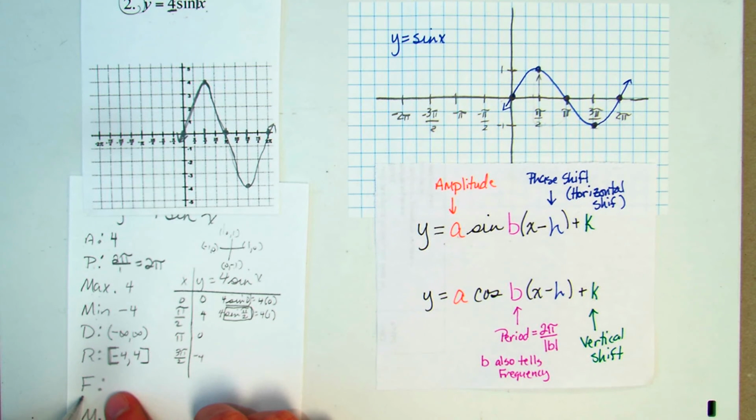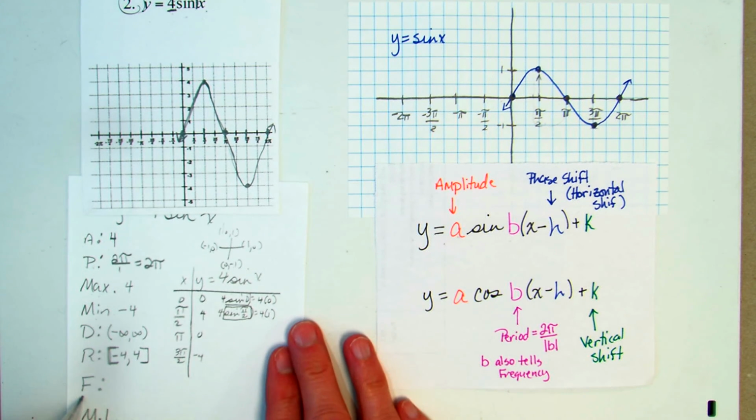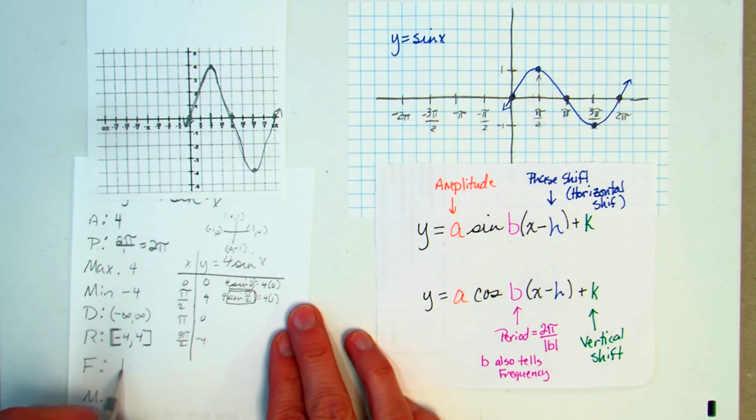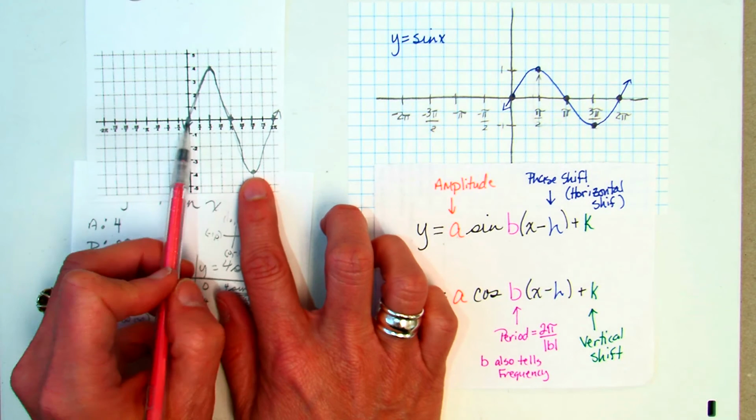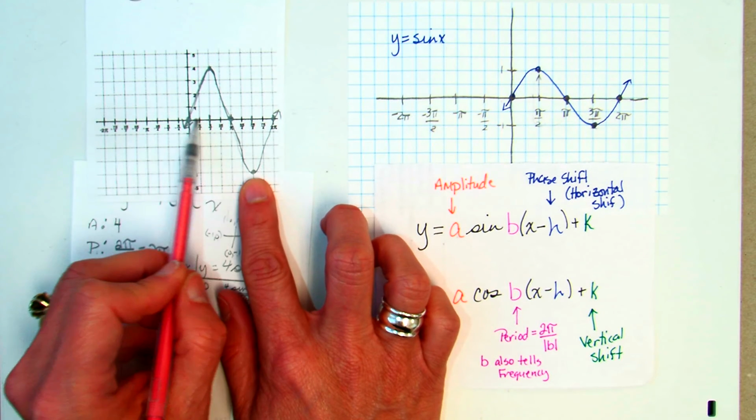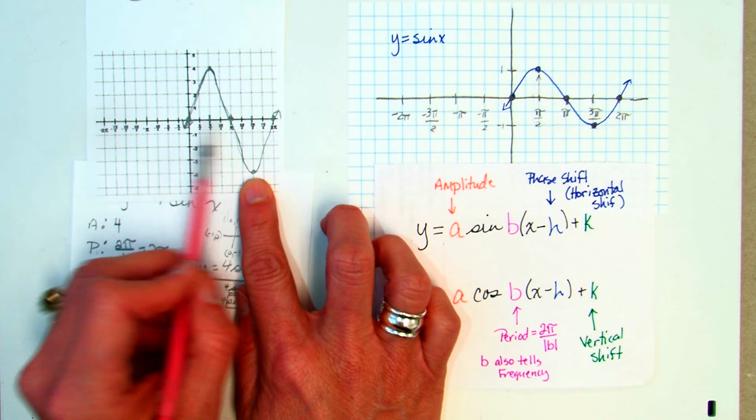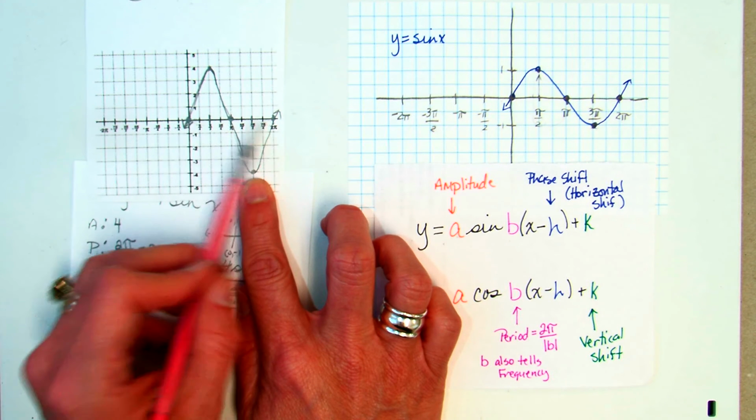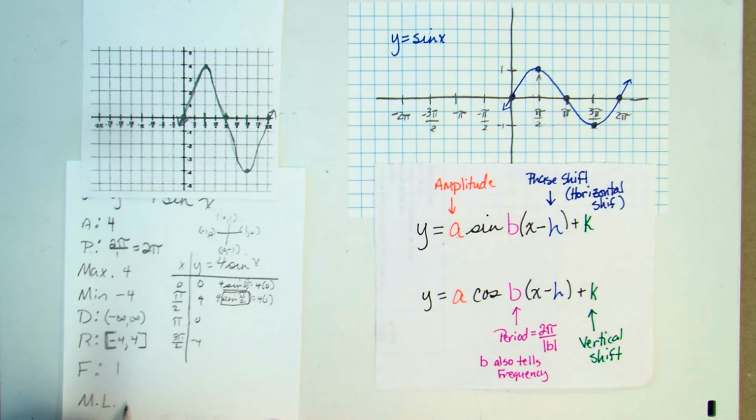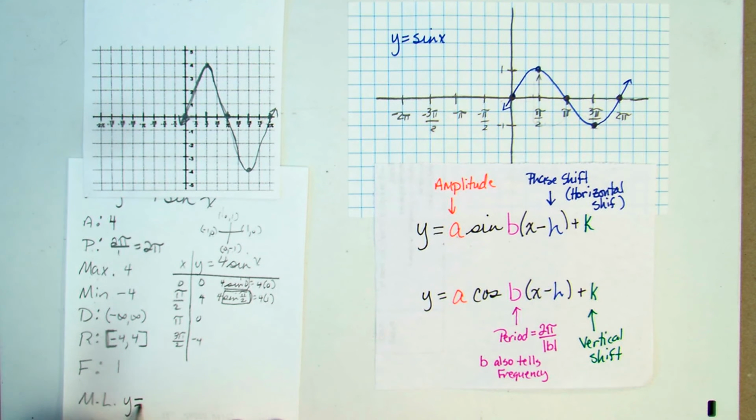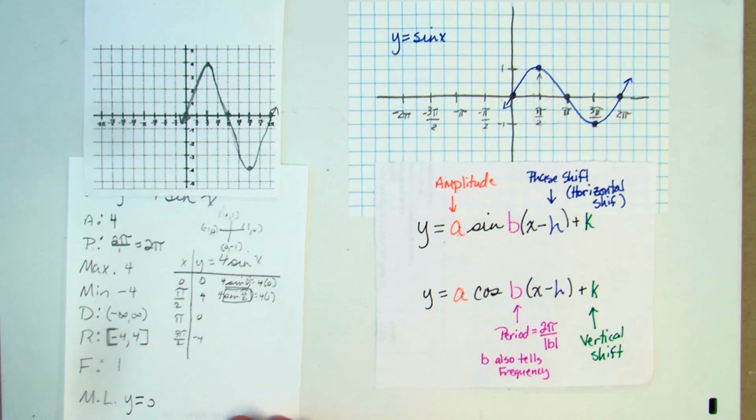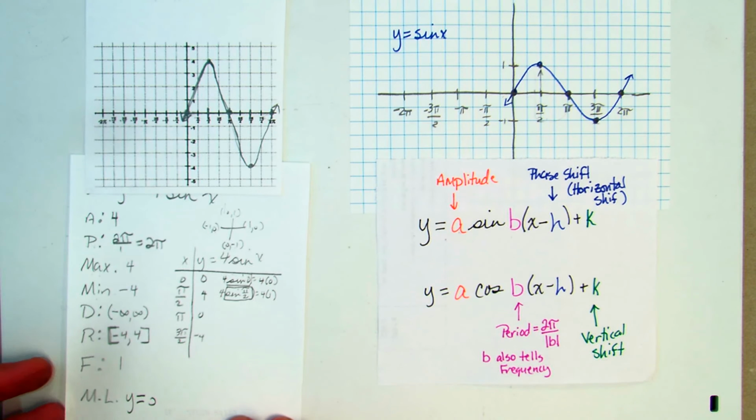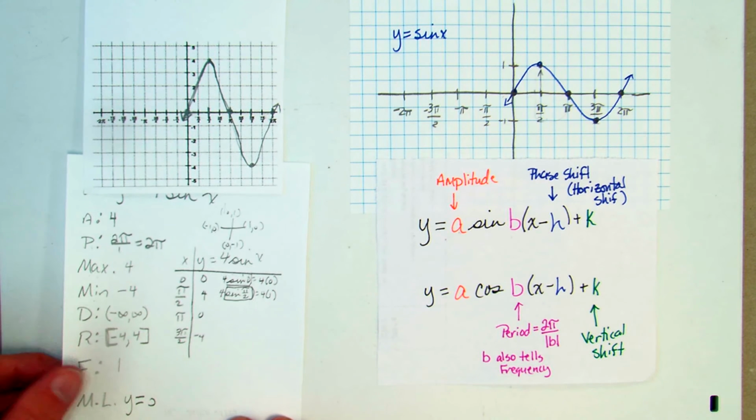The frequency, there was only one curve in that length of 2 pi, so that frequency is 1. And the midline is where all my x-intercepts are, okay? In this case, I'm on the x-axis, so my midline is y equals 0 in this graph. So there's all your information for that.